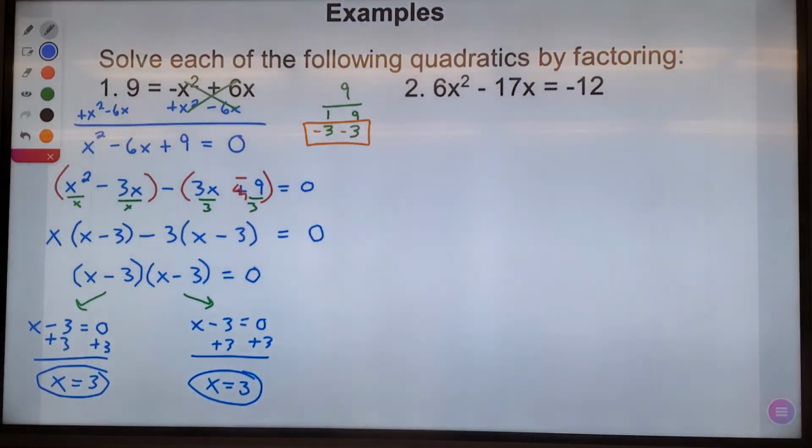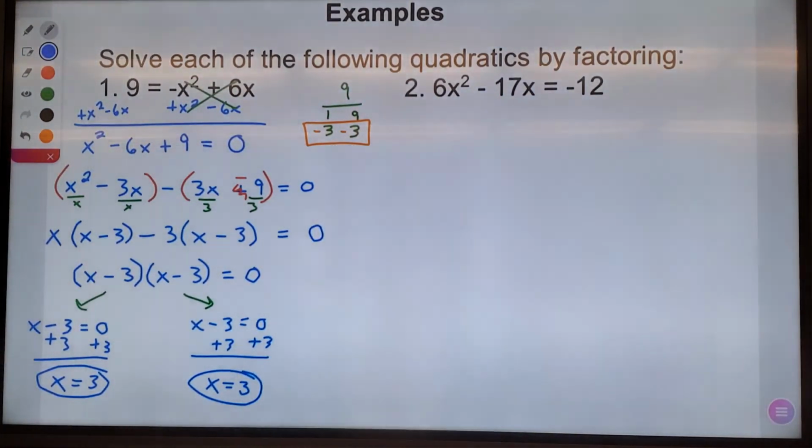Again, you can plug these in to make sure that they're correct. You would just plug into the original before you moved anything around, and then work it out. So if I have negative x squared plus 6x, I would take the negative times 3 squared. So that becomes negative 9 plus 6 times 3, which is 18. And so negative 9 plus 18 is positive 9. So 9 equals 9, which is true. So that tells me that 3 is the correct answer.